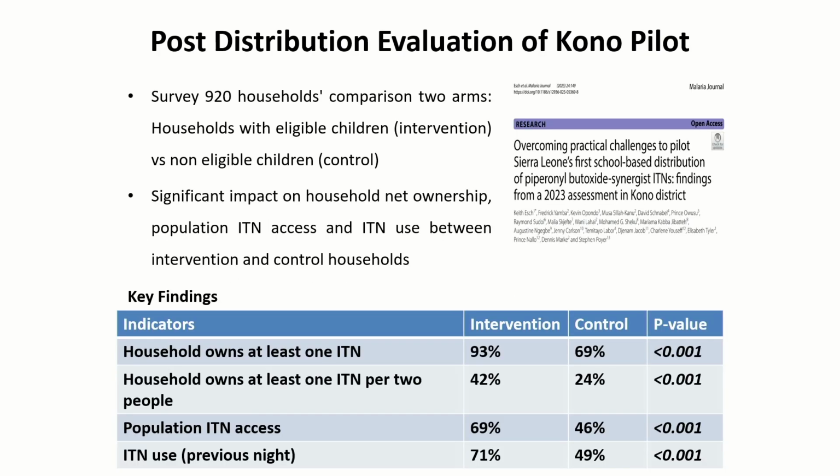To assess impact, we further conducted a household survey, wherein we compared households with eligible children for SBD and those without. The findings show significant improvements in all the indicators: household ownership, ITN access, and ITN use in households with eligible children for SBD. This paper was published, so you can search and get more insight into the findings.